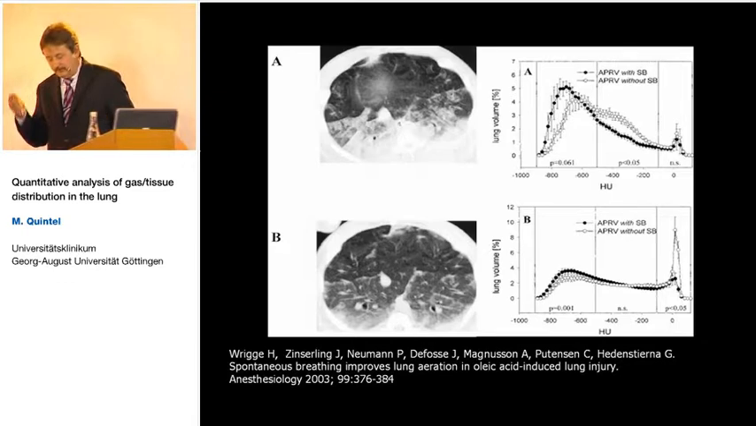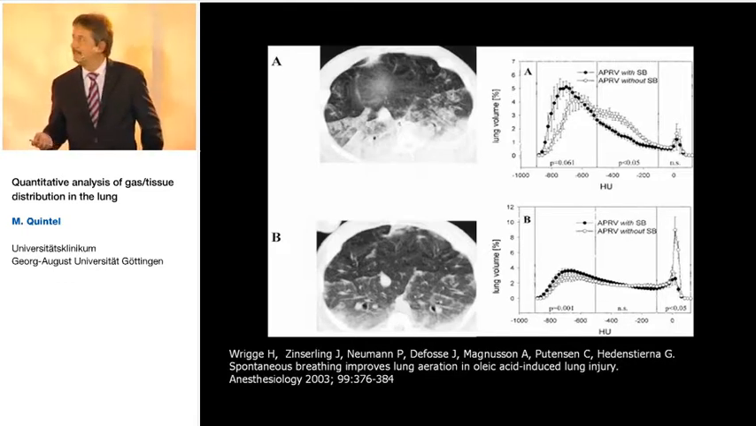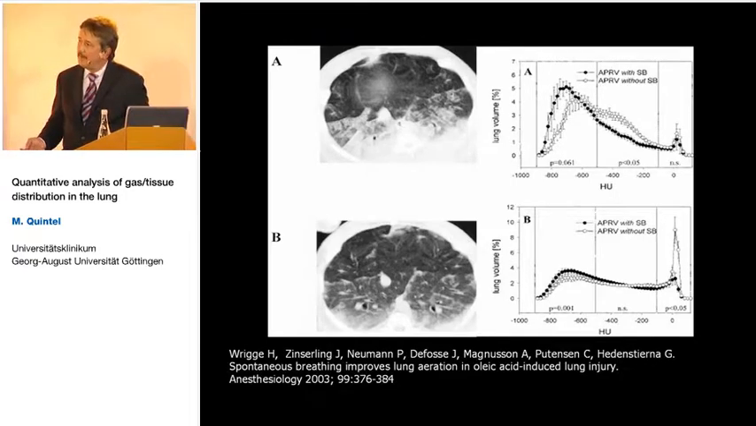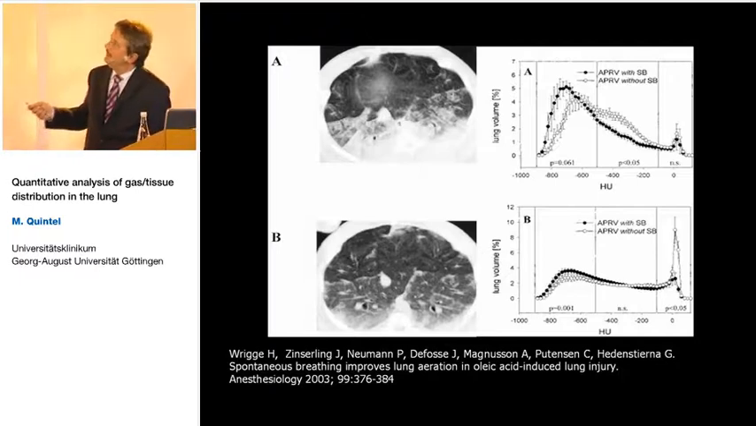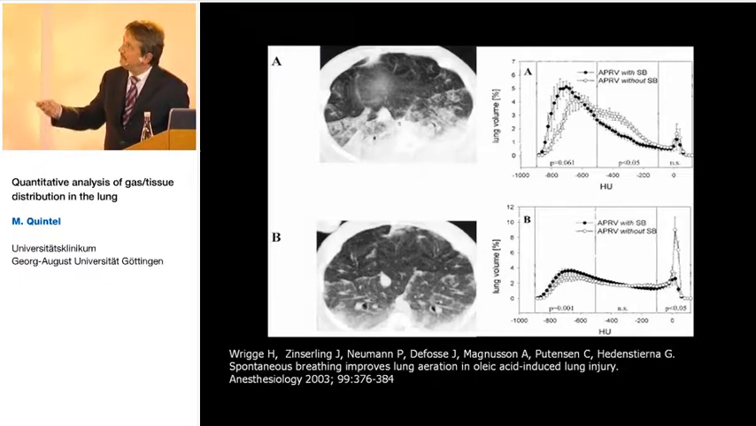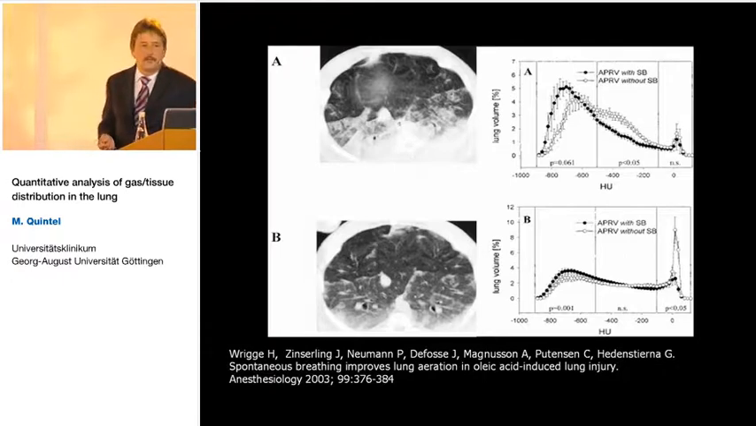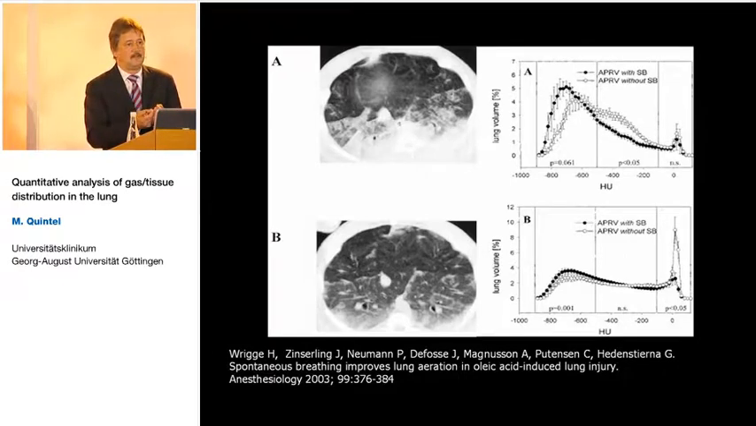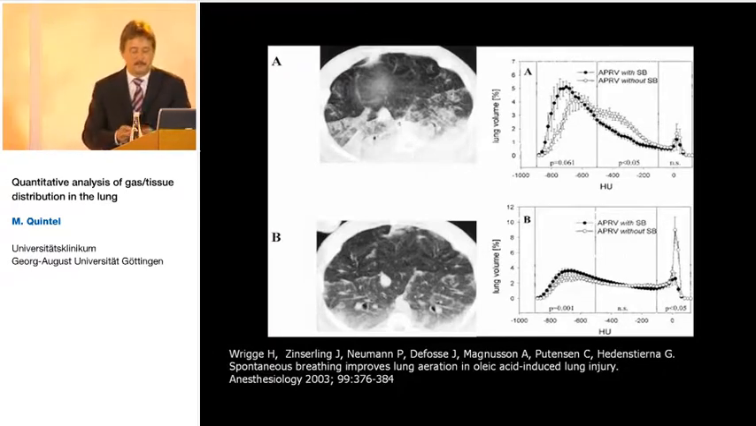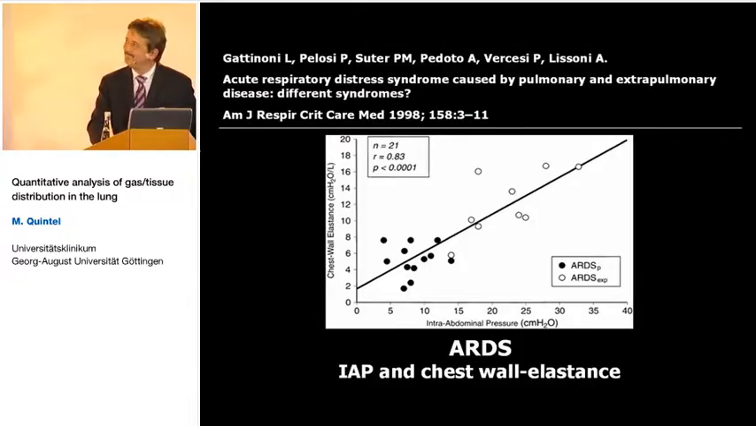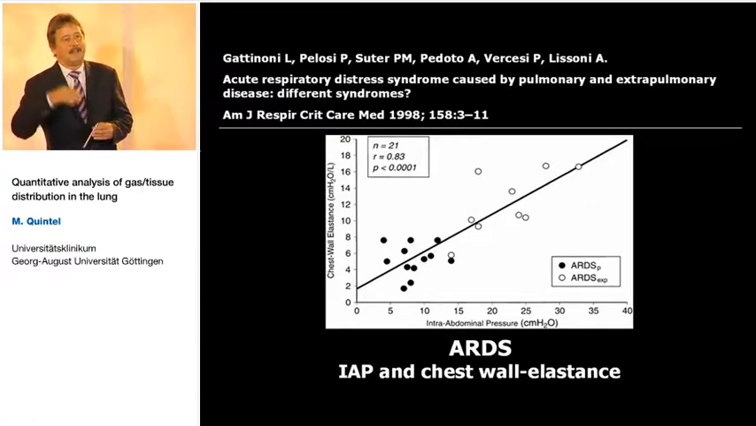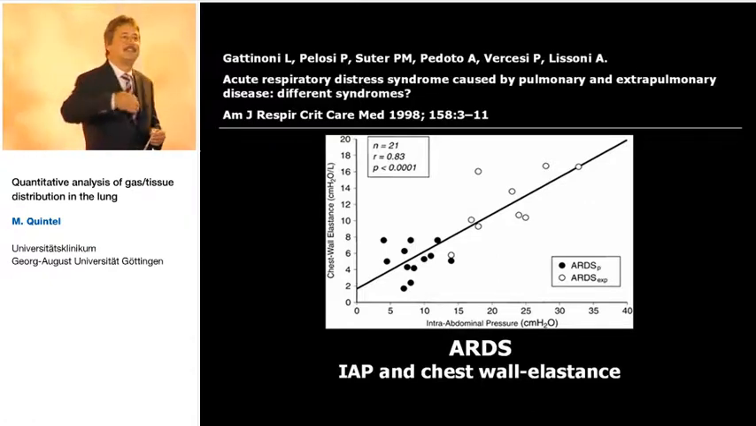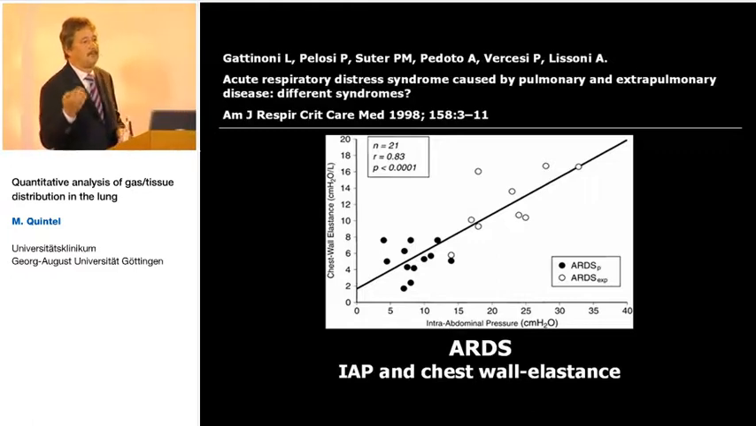You can also use CT scanning to demonstrate that if you're using spontaneous breathing attempts, this is work by Hermann Brigger from Christian Putensen's group, that you can show there is again a left shift of the density distribution, showing that there is more recruitment while using spontaneous breathing attempts. Well, I originally told you that there are also hints that you can demonstrate the effects of extrapulmonary changes.